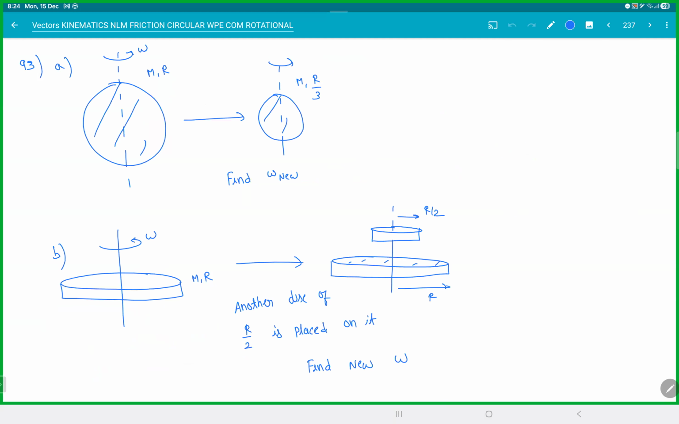Let's get these two. Another standard questions. A solid sphere of M and R suddenly became R by 3, same mass, find new omega. We have a disk of M and R, another disk of R by 2, same thickness, is placed on it, find new omega. These all are standard angular momentum based questions.